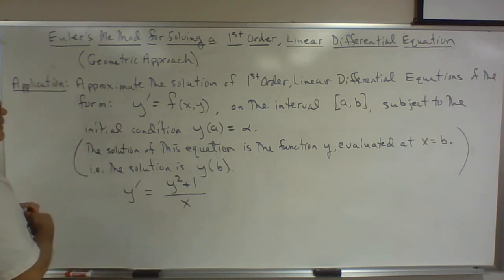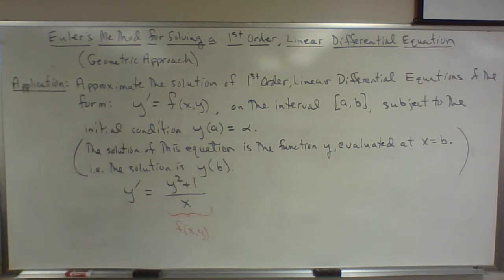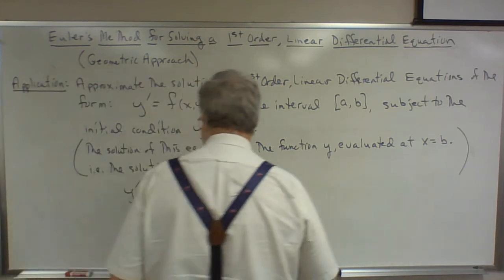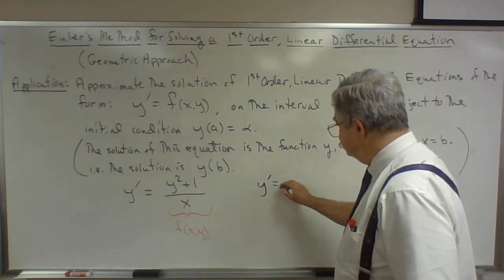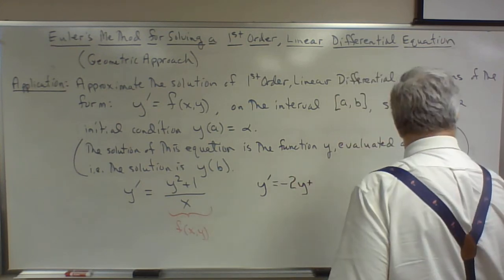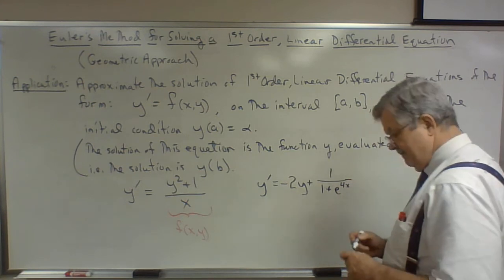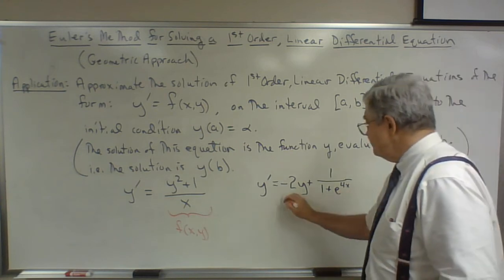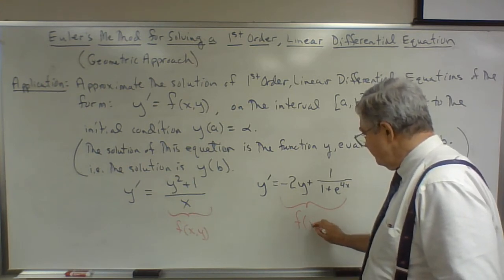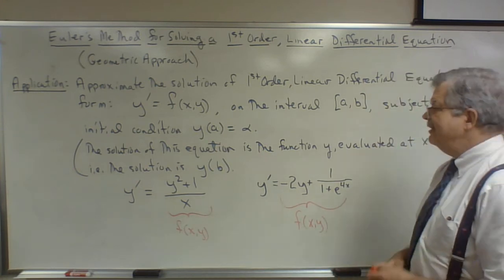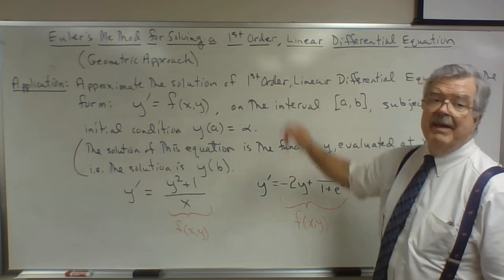So this is going to be our function of x and y. Another example, y prime equals, let's say, negative 2y plus 1 over 1 plus e to the 4x. So here is our function f of x, y. And these are examples of the kinds of differential equations that we might want to solve using Euler's method.